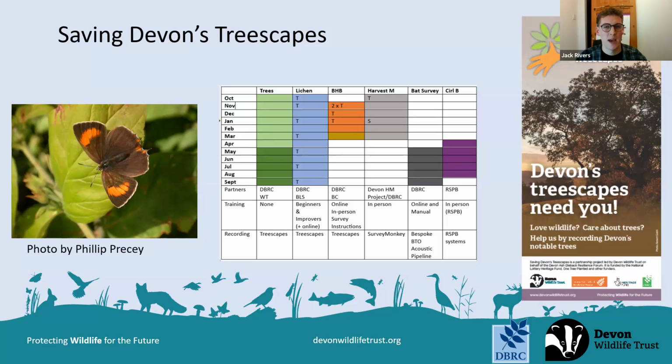And this helps to build a better picture of the distribution and populations of species. This includes species such as the brown hairstreak butterfly, lichens, harvest mice, yellowhammer, and bats. And they offer a wide variety of training and survey opportunities throughout the year. They've also been monitoring and recording notable species throughout Devon using their Treescapes app, and anyone can get involved with this.